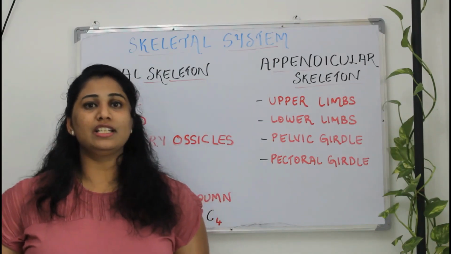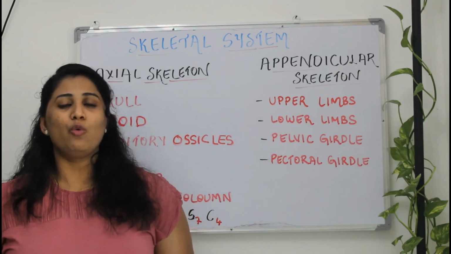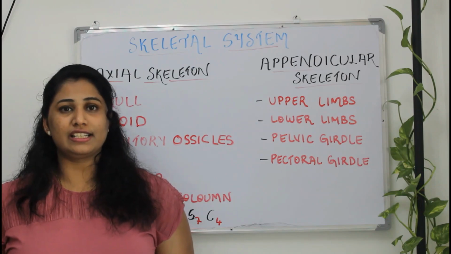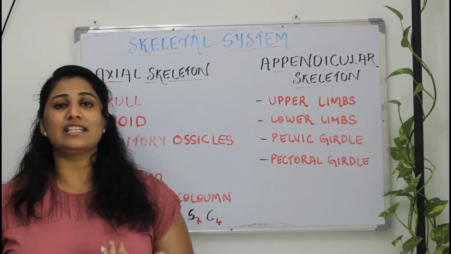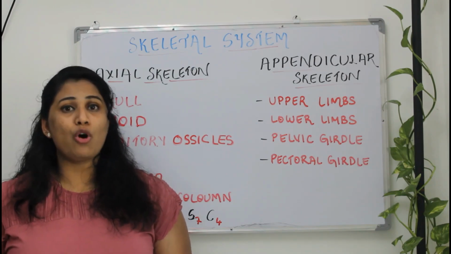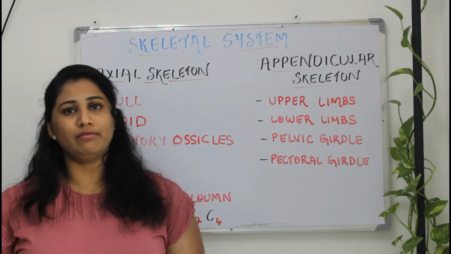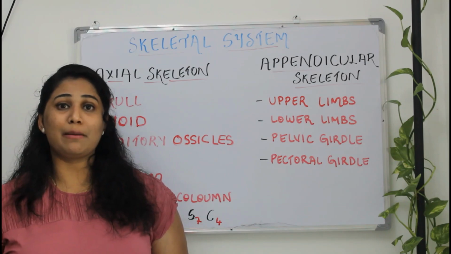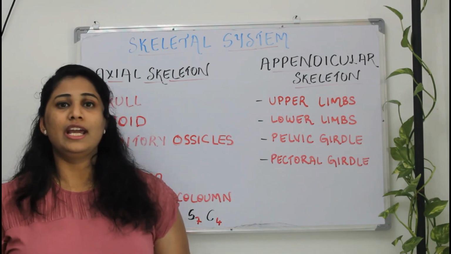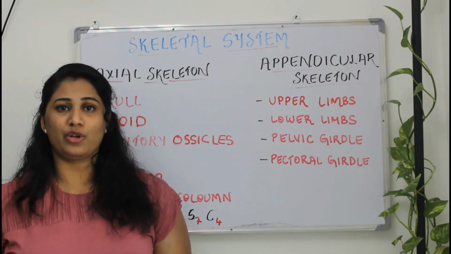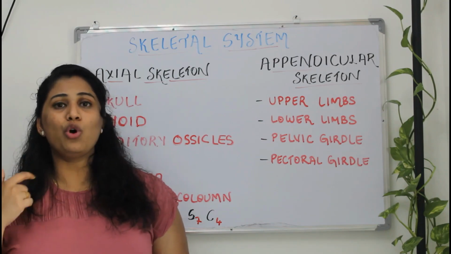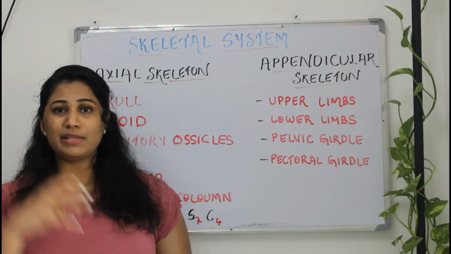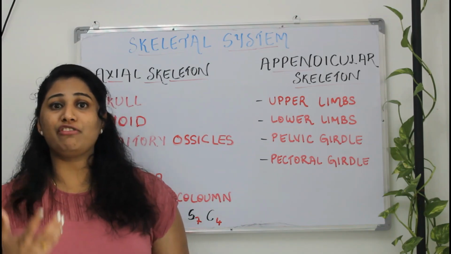And the next one is the auditory ossicles. What are these auditory ossicles? They are the malleus, incus and stapes. These are the smallest bones in the human body. Together we call them MIS, M-I-S. They are seen in the inner ear, inside our ear. What do the auditory ossicles do? They transmit the sound waves and amplify them.